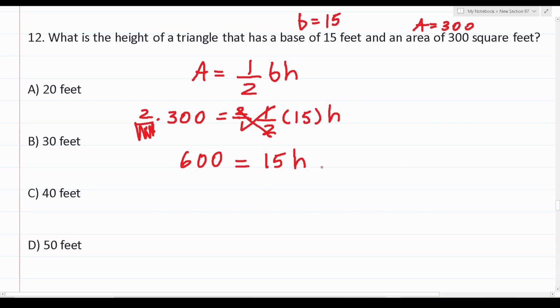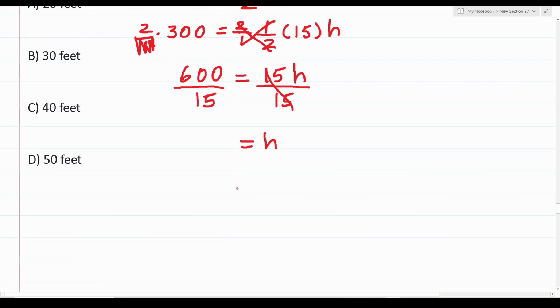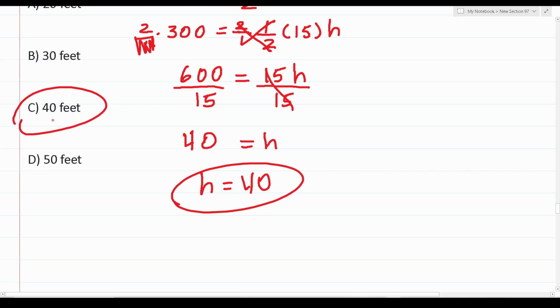Okay, so now we're just solving for h. So let's divide both sides by 15. This crosses out here, leaving you with just h there. And now we can actually do some very simple mental math to figure this out. Well, I'm going to treat this like this. What is 60 divided by 15? Well, that's 15, 30, 45, 60. So that's going to be 4, and then just tack on that 0. So 600 divided by 15 is going to be 40. So we know h in this case is 40. In other words, the height of our triangle is going to be 40 feet.